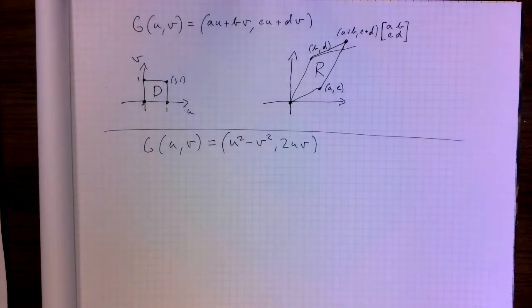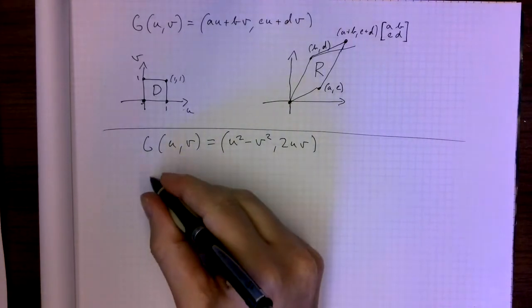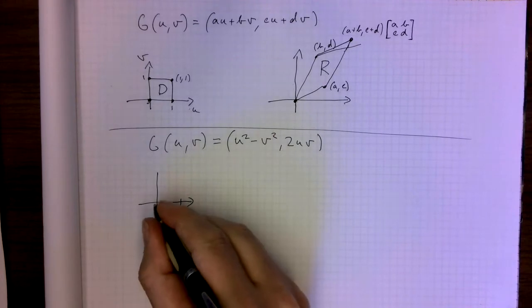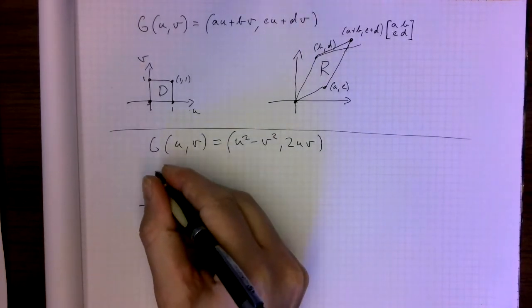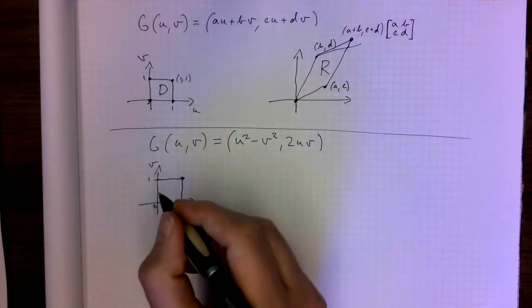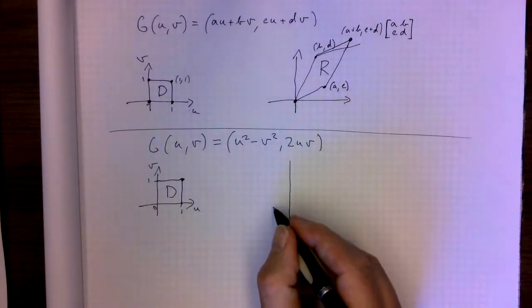So let's just look at this map and see where it takes the unit square. Let's again take the unit square. So we have 0, 1 and 0, 1, and then 1, 1 here, right? And this is our D. Let's see where does it go.